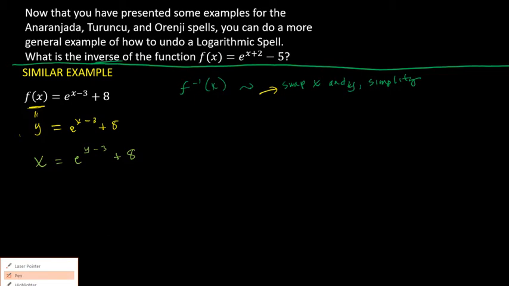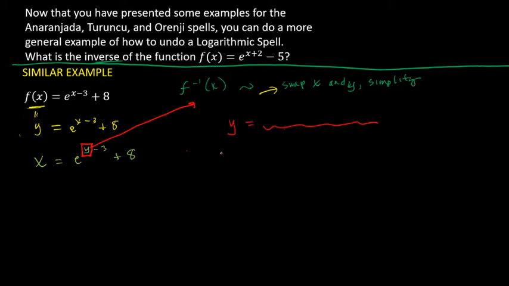Now, this is what I am trying to isolate. I'm trying to isolate that y, all right? That y is my inverse. So once I get a statement that says y equals something, that's going to be my answer, all right? So how do I isolate this? Well, the first thing I can do, which you can probably see, is I can subtract 8 from both sides. So I get x minus 8 equals e to the y minus 3.